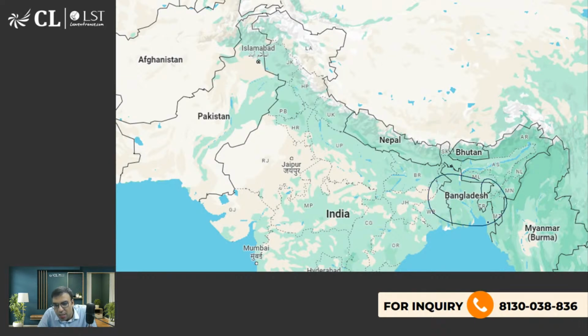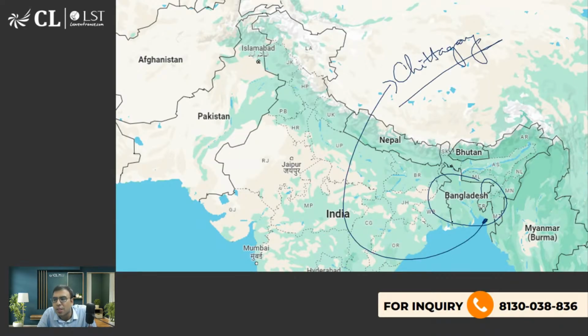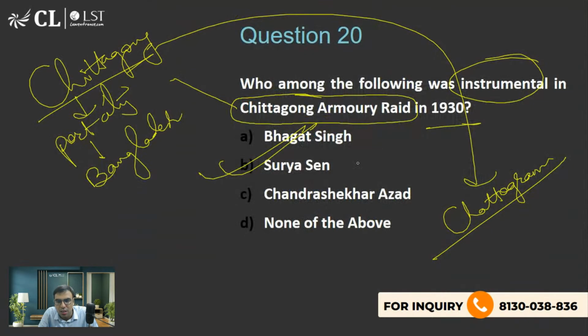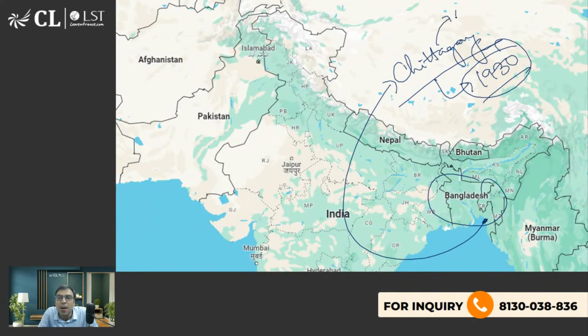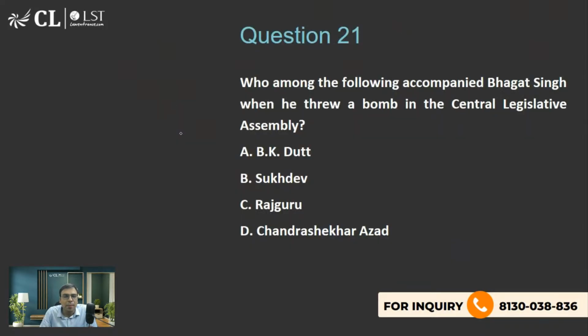Here is Bangladesh. Somewhere here you will find Chittagong. Of course, at that time it was a part of India, before independence. This was in 1930 or 31, yes, 1930. The armory raid means the arms of the British were kept somewhere, in a school or a building, and these Indians went there and snatched all those arms, because the British government was not concerned about the lives or welfare of Indians. They were only concerned about their own earning. Okay, the next is, who among the following accompanied Bhagat Singh when he threw a bomb in the Central Legislative Assembly?